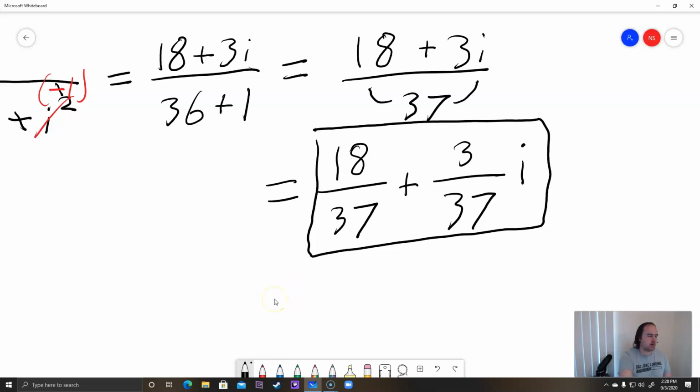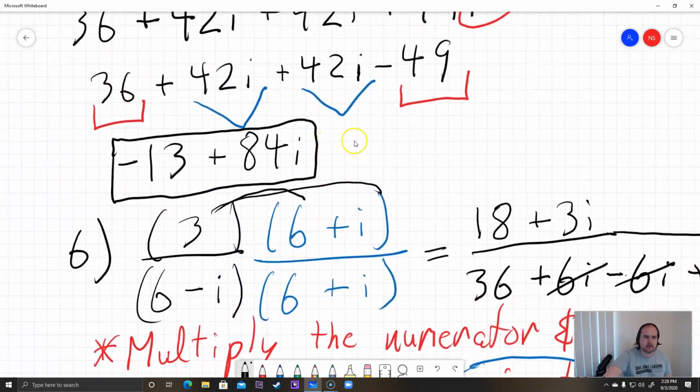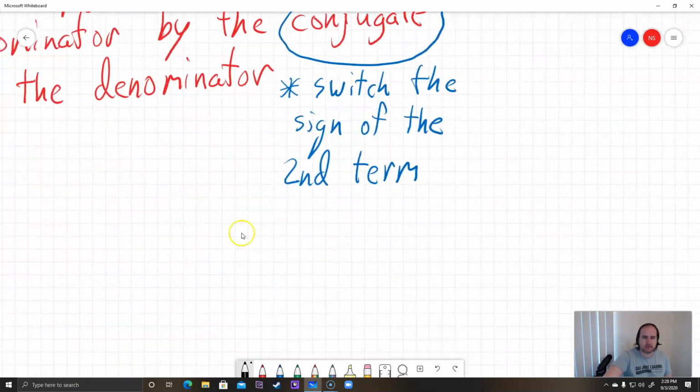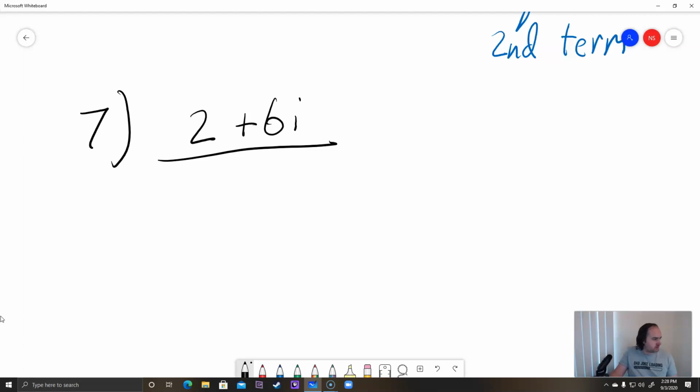Okay, so I should probably do one more example of dividing because dividing is a little bit harder. That was example number 6 that we just did. Now we're going to do example number 7. A lot of examples today. Example number 7 is 2 plus 6i all over 3 plus 6i.